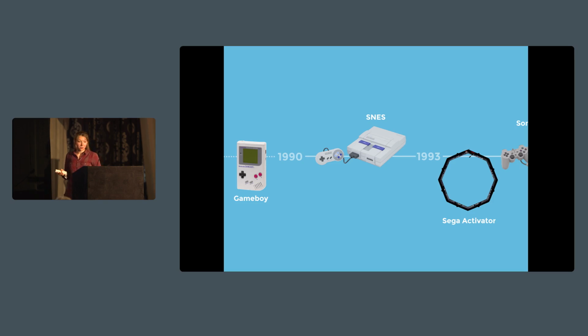Game consoles have been around for decades. In 1989, the Nintendo Game Boy came out, and that was the first major handheld console, and that didn't have a browser. A few years later, the Sega Activator, which was a controller you stand in the middle of, experimented with gesture. That didn't actually work very well.